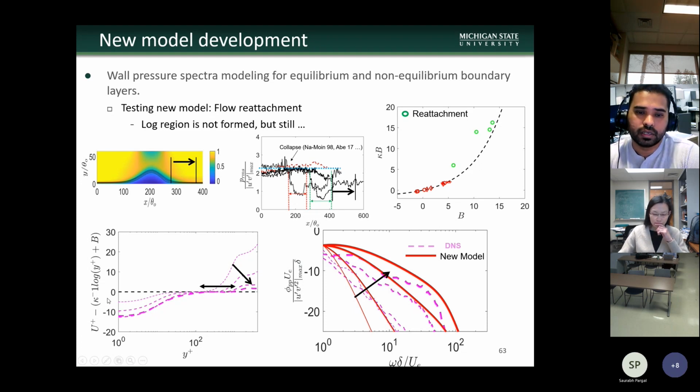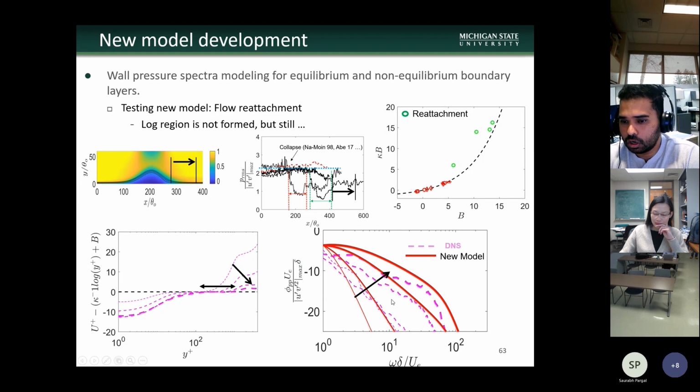And if you also plot kappa b versus b and plot it on the Johansson and Naguib correlations, you see initially there is no logarithmic region, shown by these circles, but it goes towards the logarithmic region as we go along the streamwise direction. And still our model is able to capture it.